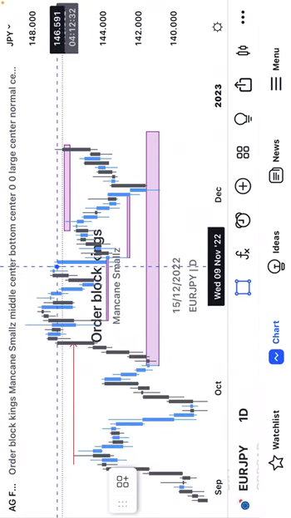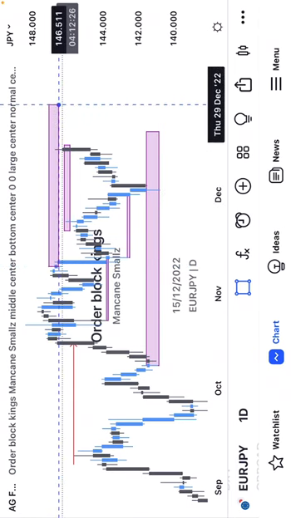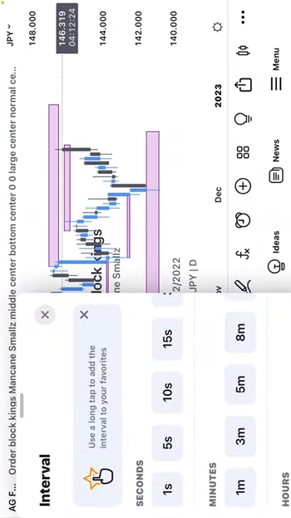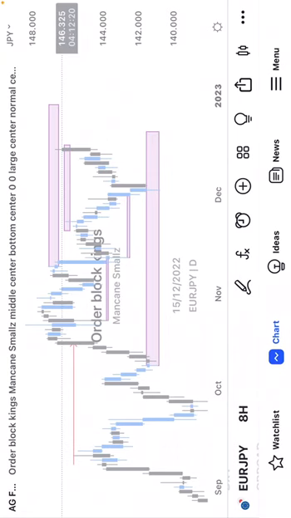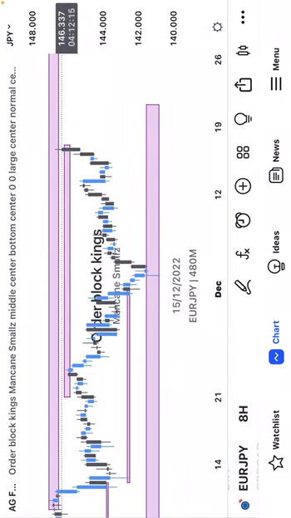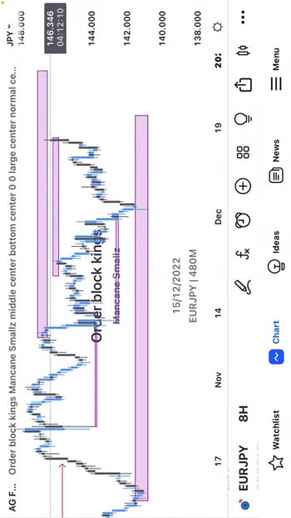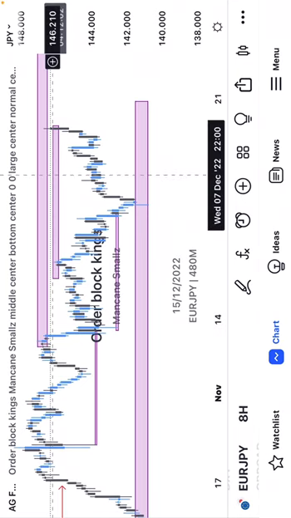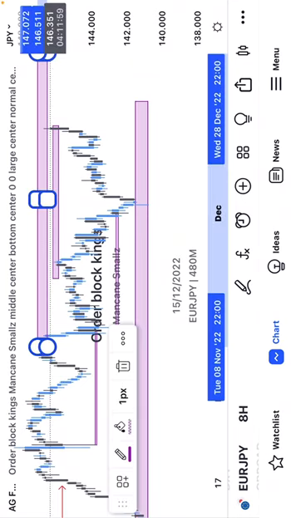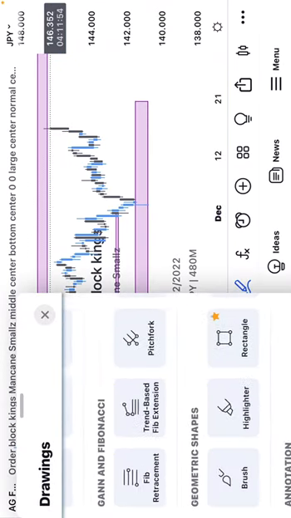And here also we have this zone where we need to check it nicely. What is it that we are going to find there? Let me use 8-hour. What is it that we are going to find there? Okay, so EURJPY, I can see that. Let me delete this one.